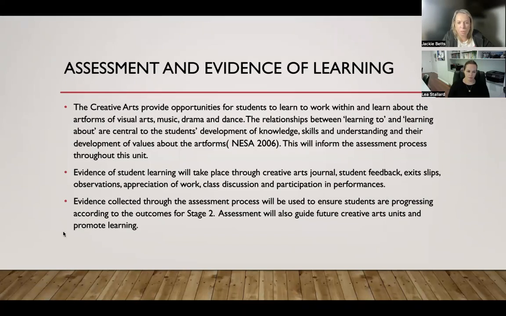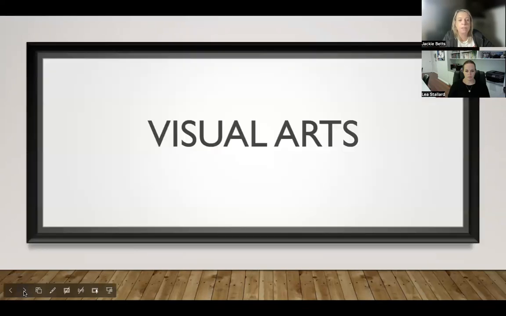Evidence of student learning will take place through creative arts journals, student feedback, exit slips, observations, appreciation of work, class discussion, and participation in performances. Evidence collected throughout the assessment process will be used to ensure students are progressing according to the outcomes for Stage 2. Assessment will also guide future creative arts units and promote learning.